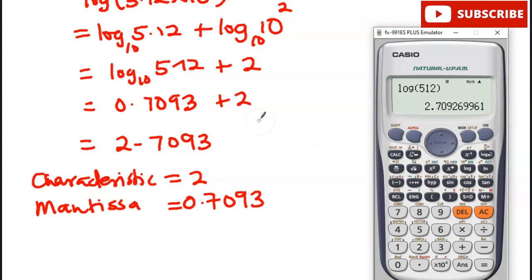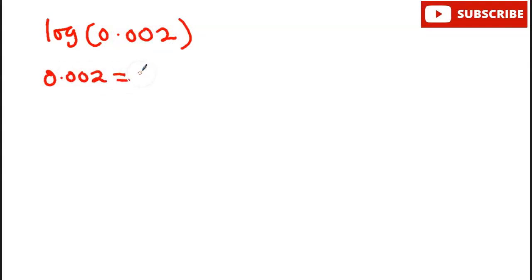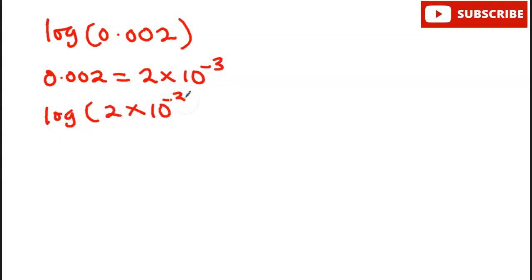In a case where you have a decimal, that's where the challenge will come in. Okay, so let's look at the next one, log of 0.002. As we did in the first one, we write this one in standard form first. So 1, 2, 3. 0.002 is equal to 2 times 10 to the power minus 3. We then find log of 2 times 10 to the power minus 3.